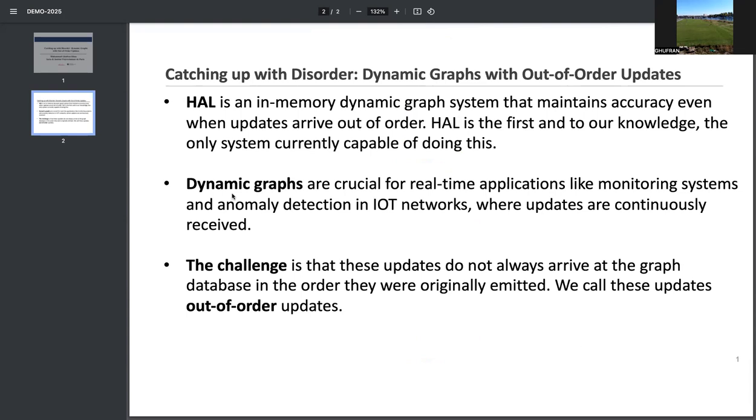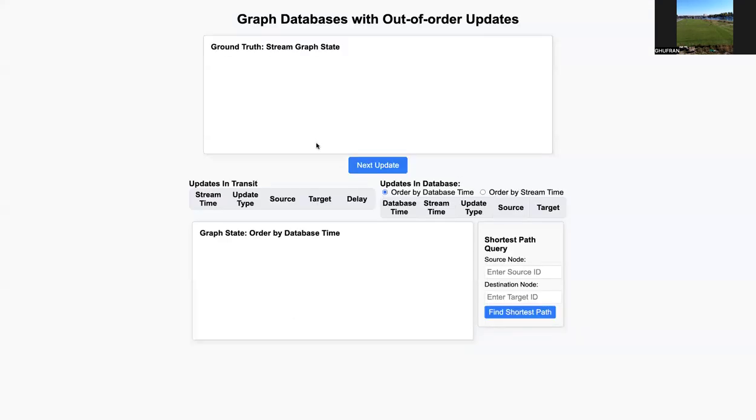Dynamic graphs play a crucial role in data management applications, including real-time monitoring systems and anomaly detection in IoT networks. In such applications, graph updates such as edge insertions and deletions are continuously received. However, these updates do not always arrive at the graph database in the order they were originally emitted. We call these updates out-of-order updates. We show this in our demo via a graphical user interface.